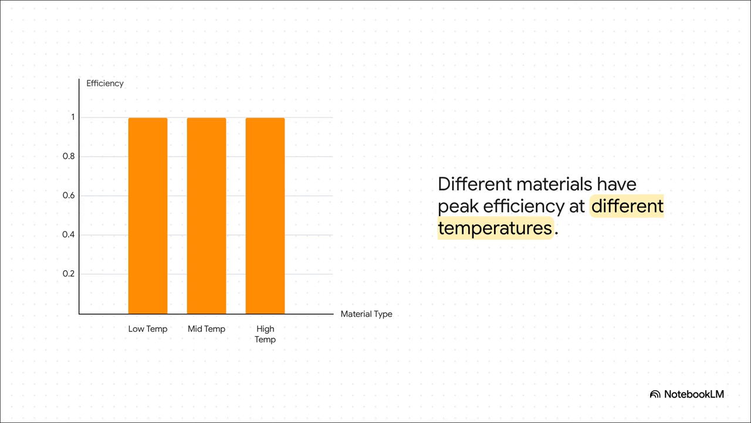And this chart just lays it all out, doesn't it? It shows the problem perfectly. You've got one material that's awesome at low temps, another that hits its sweet spot right in the middle, and then a third that only really wakes up when things get super hot. So what do you do? Which one do you pick?